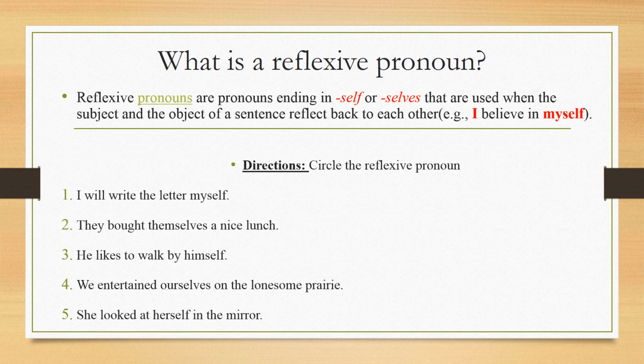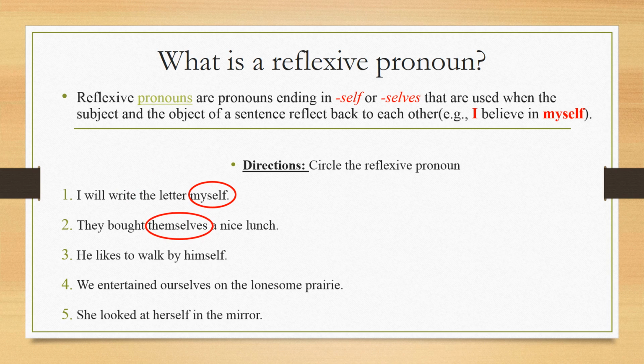Directions. Circle the reflexive pronoun. Number 1. I will write the letter myself. I is the subject and it reflects back to myself. Myself is the reflexive pronoun. Number 2. They bought themselves a nice lunch. Themselves is the reflexive pronoun and it reflects back to they.